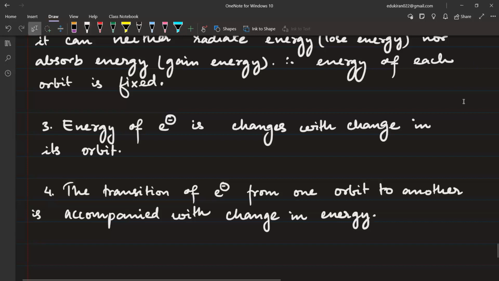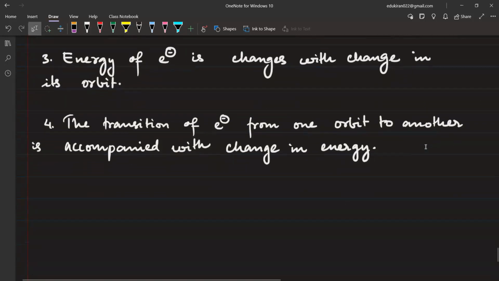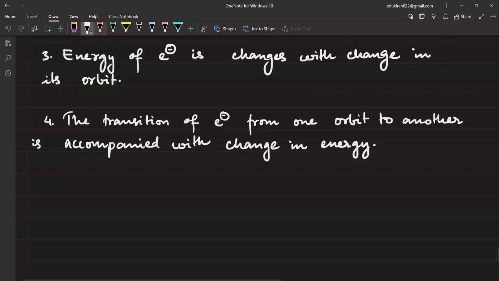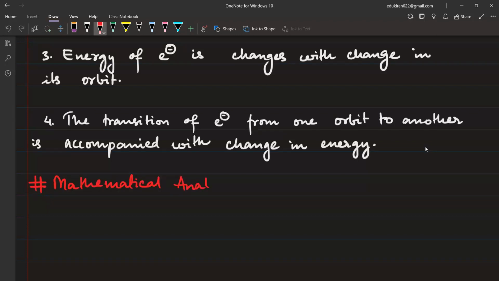Okay. Now, Bohr did not stop with the theories. He also gave some mathematical analysis of the atom. And we study this in mathematical analysis of the Bohr's model. He talked about radius of an orbit, energy of an orbit, and many things. So we are going to look at those parts now. So, yes, tell me. Can you explain the third and fourth point once again? Yeah, sure. Fine. Just a second.